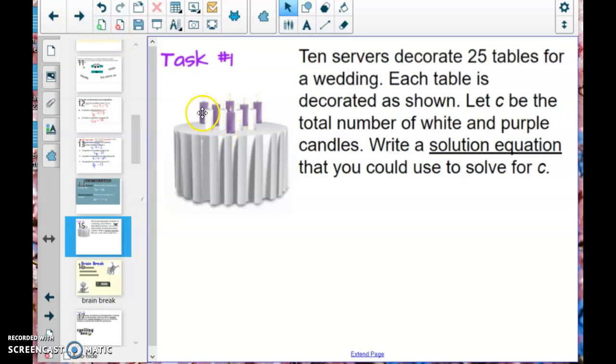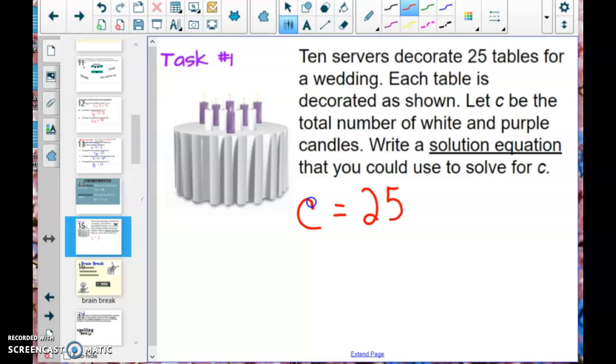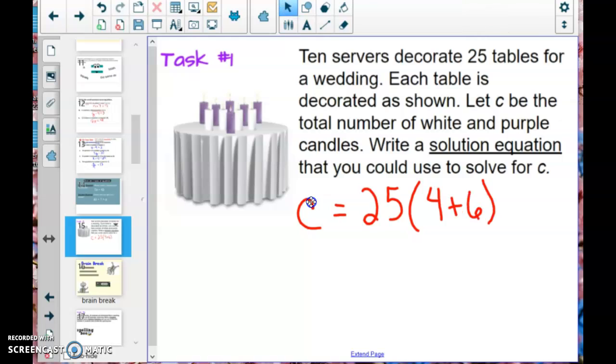So if I count the number of candles here, I notice that I have 6 purple candles, and I have 4 white candles. So I would do C, which is the total number of white and purple candles, is going to equal 25, because that's the number of tables, times 4 plus 6, which is going to be the total number of candles that are going to be put on each table. That would be my solution equation for that question.